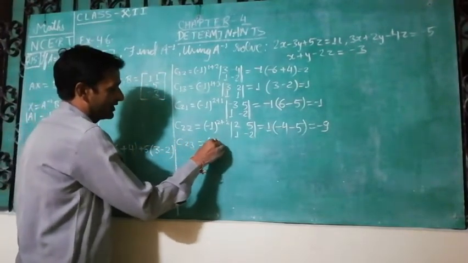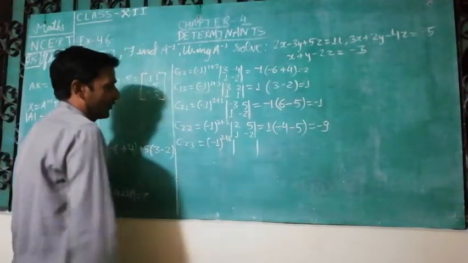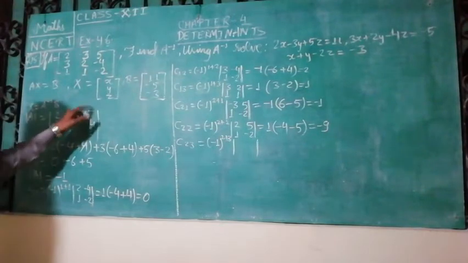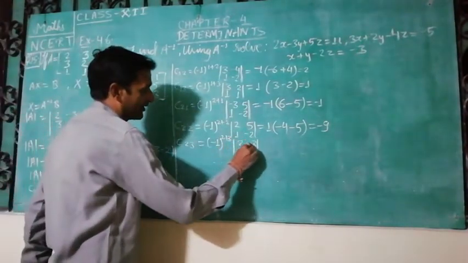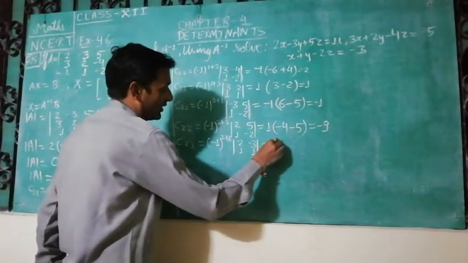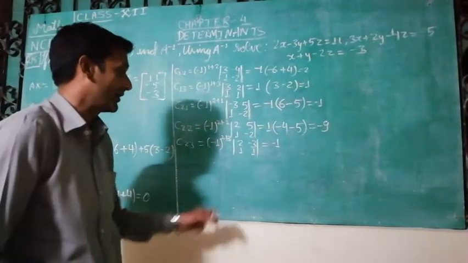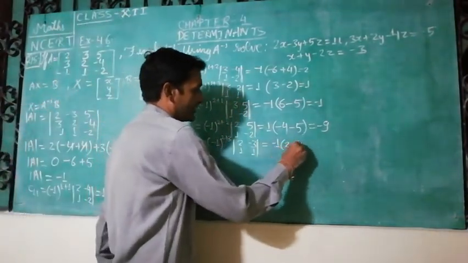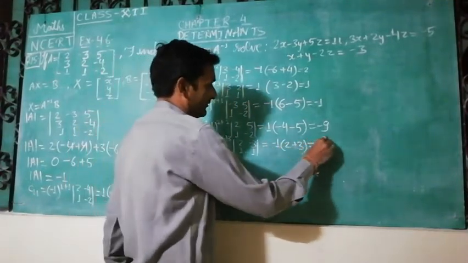C23 is equal to minus 1 raised to the power 2 plus 3. And then in the determinant, what will be there? Second row, third column will be eliminated. So 2 minus 3 and 1, 1. Here it is minus 1, of course, because minus 1 raised to the power 5, which is an odd number. That's why it is minus 1. And 2 on the 2, minus minus plus 3. So 3 plus 2 is 5, so it will become minus 5.